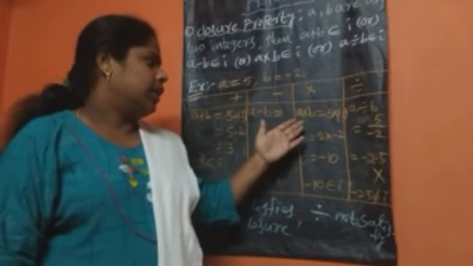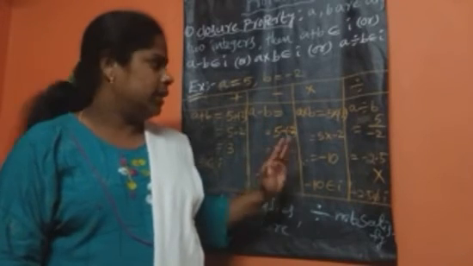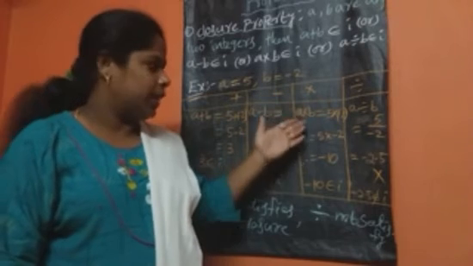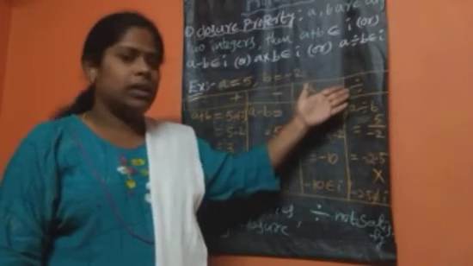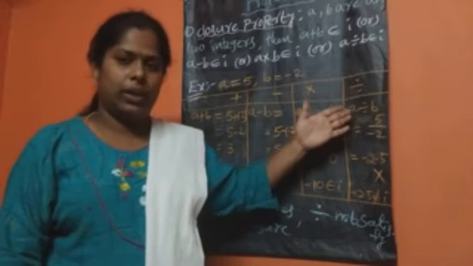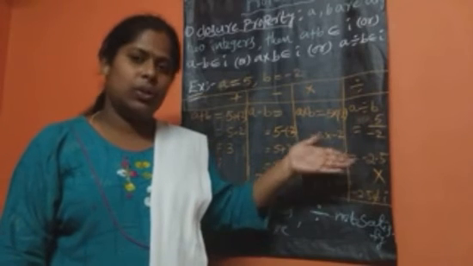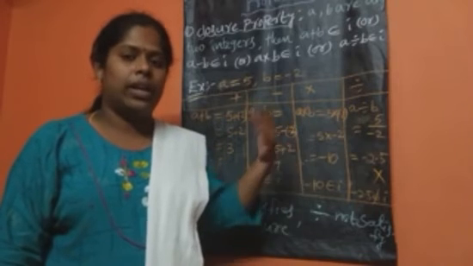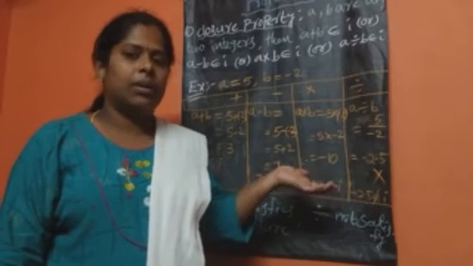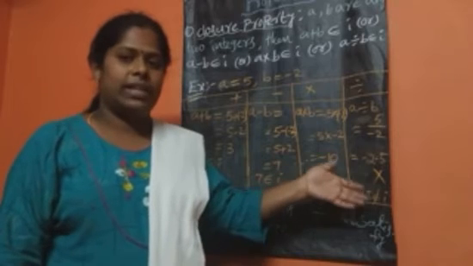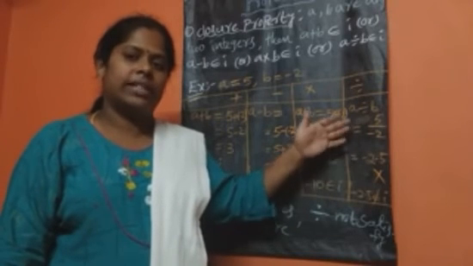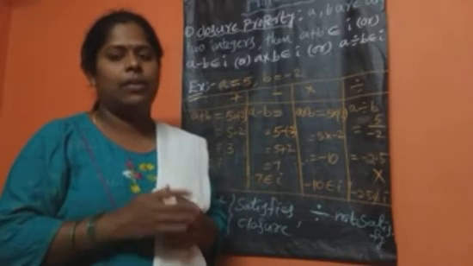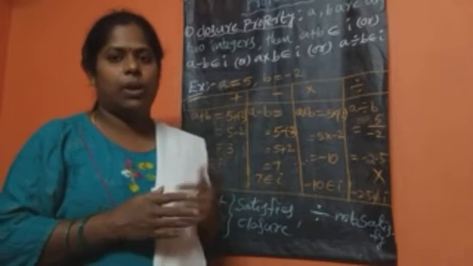So if a, b are any two integers, then a into b belongs to I, then a, b satisfies closure property under multiplication. Then division. So if a, b are two integers, a divided by b belongs to integers. That means a divided by b, so after dividing we get an answer, and that number belongs to integers. Then we can say that two numbers satisfy closure property under division. So like this we can check whether two numbers satisfy this closure property or not.